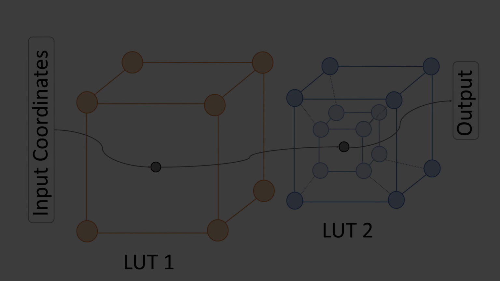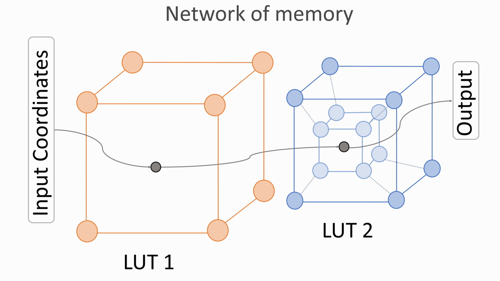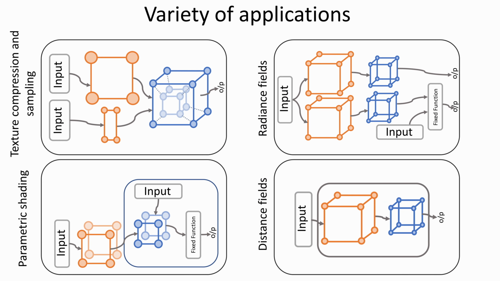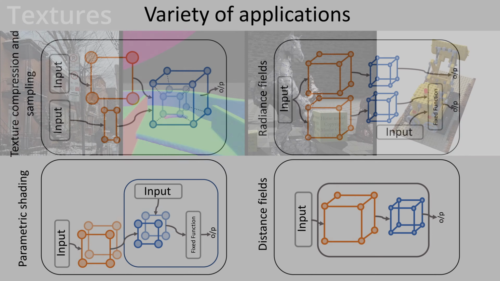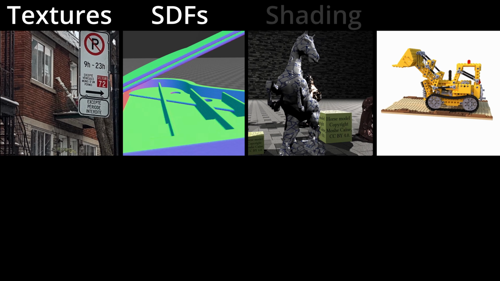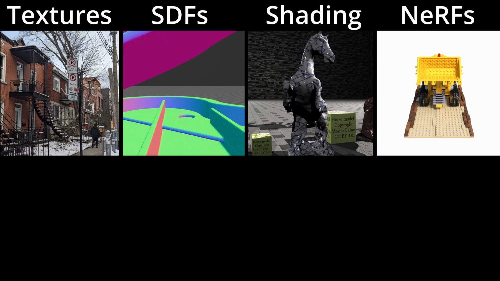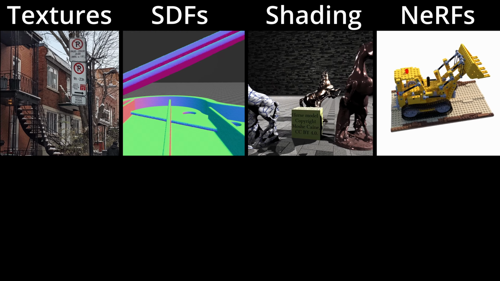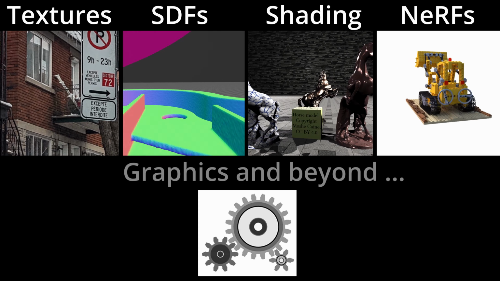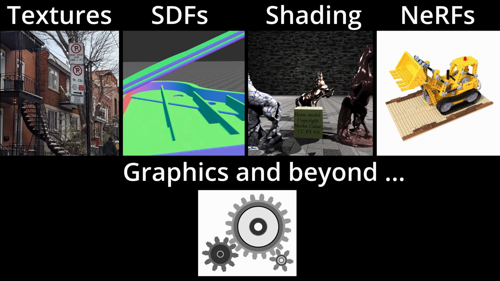We present a novel graphics primitive that uses a network of memory instead of connected layers of perceptrons. One of the primary advantages of using our technique is that it makes inferencing more efficient compared to traditional multilayer perceptrons. This paper shows a variety of applications of our technique in the context of neural graphics pipeline, such as textures, sign distance fields, shading, and neural radiance fields. We note that our technique is very general and may extend easily to other applications in graphics and beyond.